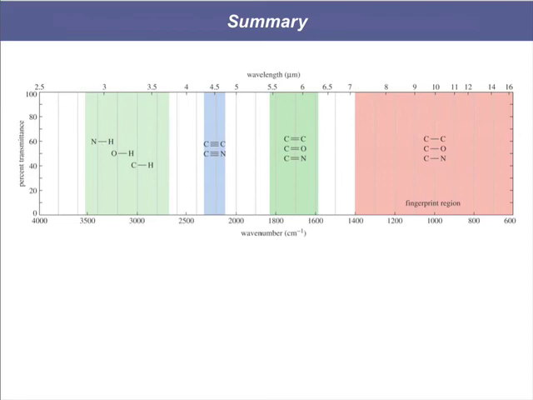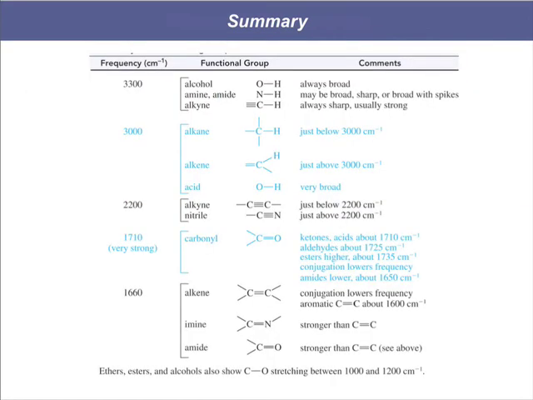So within these regions, this is where you look, and then depending on what it looks like within this region, you can determine what the context of these bonds are. Your book also has a table to summarize what we just said. Now that's all for IR.